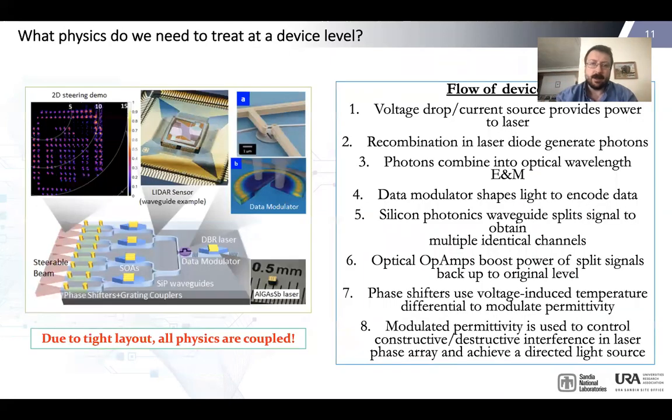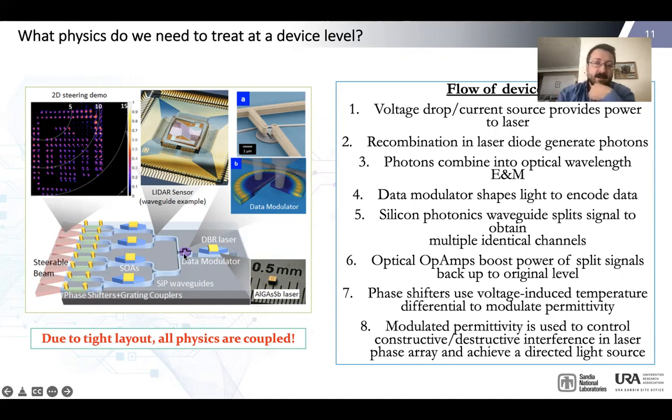Now to get a sense of what this thing is and how it works: it starts at this laser diode, you apply a voltage drop, and then recombination within the diode generates photons, and then photons combine into optical wavelength electromagnetic waves, right? Then those waves are pushed into a data modulator, which shapes the light in order to encode data, right? This is the signal that we're going to be broadcasting using the laser.